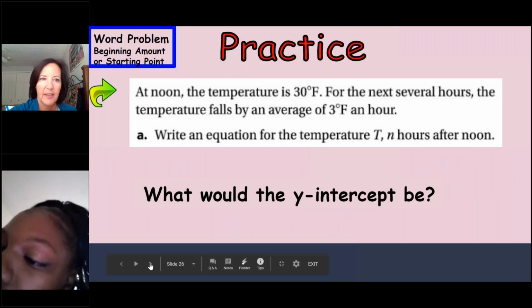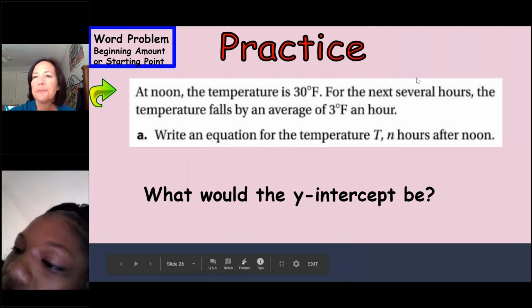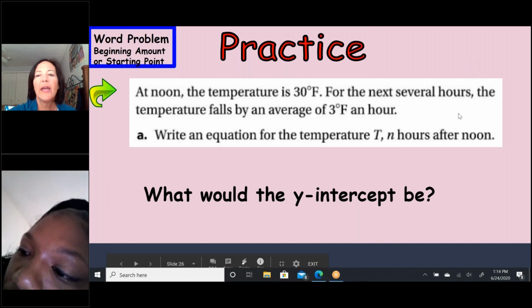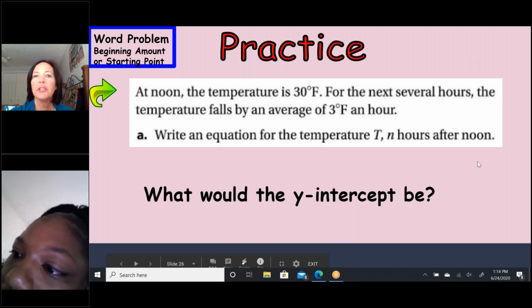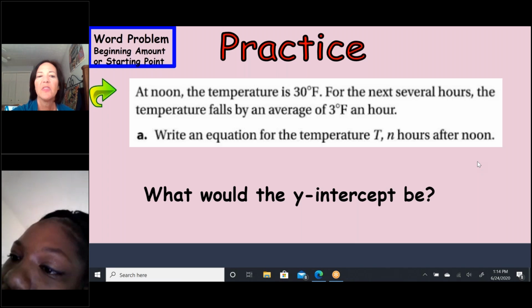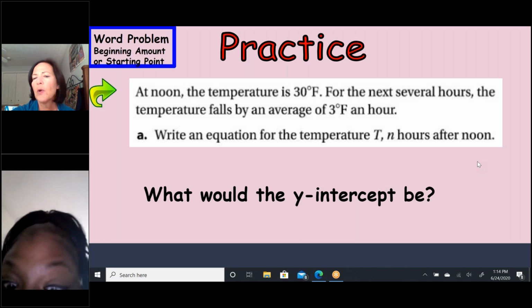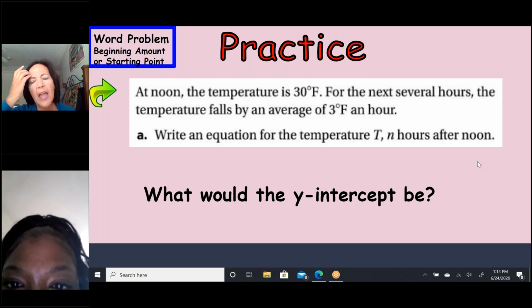Okay. So let's go ahead and practice. So at noon, the temperature is 30 degrees. For the next several hours, the temperature falls by an average of 3 degrees an hour. And then it says, write an equation for the temperature T and n hours after noon. We're not going to write the equation yet. We're not quite ready for that. But what would the y-intercept be?